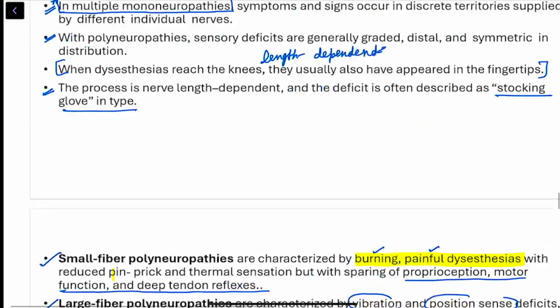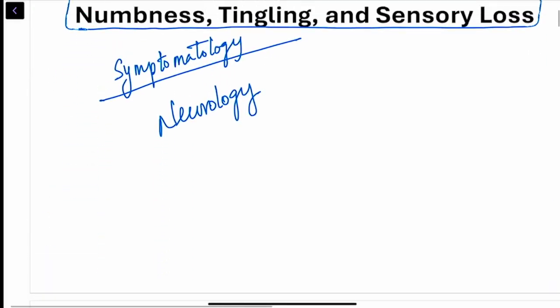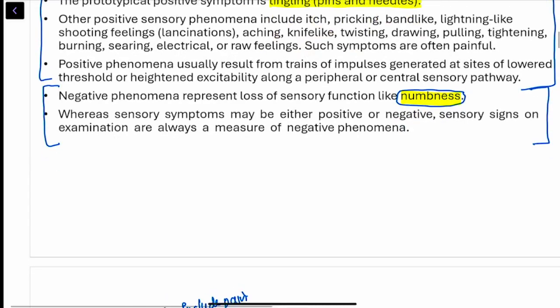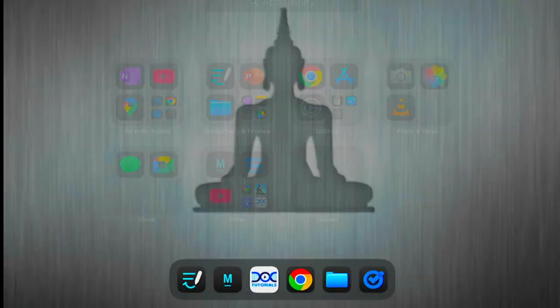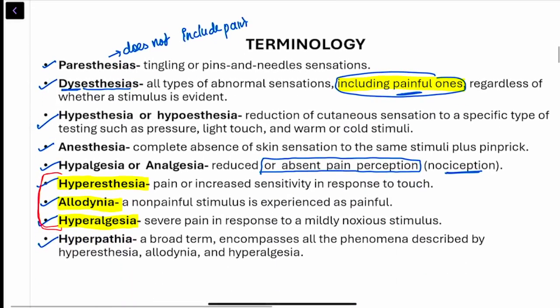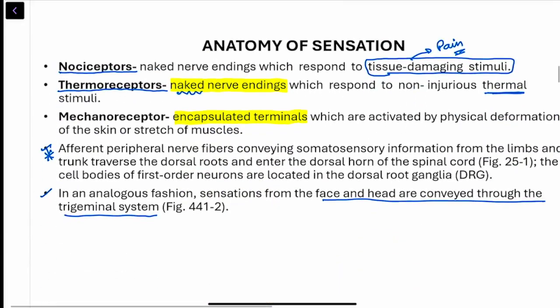So we have discussed this whole chapter. We will revise it a little. The name of the chapter is numbness, tingling, and sensory loss. Positive and negative symptoms: the prototypical positive symptom is tingling, the negative symptom is numbness. In terminology, we have discussed paresthesia, dysesthesia, hyperesthesia, anesthesia, analgesia, allodynia, hyperalgesia, and hyperpathia. You must go through all these definitions again and again.